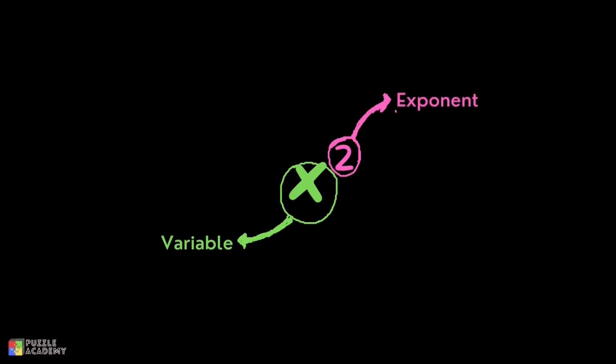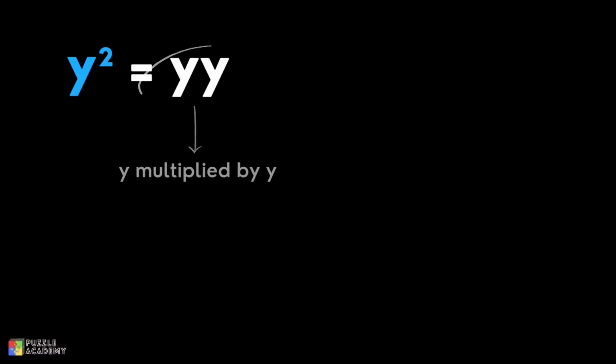An exponent, such as the 2 in x squared, says how many times to use the variable in a multiplication. For example, we have y squared, and that is equal to y times y. And this form means y multiplied by y, because in algebra, putting two letters next to each other means to multiply them.